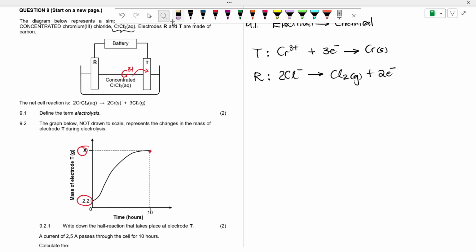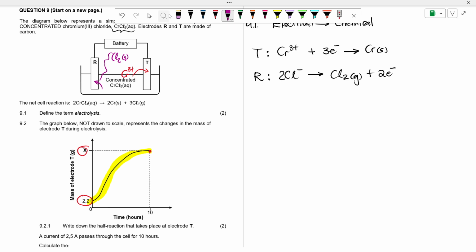Let's look at this. It might not make sense, then I'll have to explain again. Anyone who doesn't understand how I figure out the half reactions happening at T and R? All understand? Fine. The fact that T gains mass means that it's the one where reduction is taking place, so that it can gain mass. On R, the gas is just going to flow away. So when the chloride comes in, it's going to lose those electrons and just fly away because it's a gas.